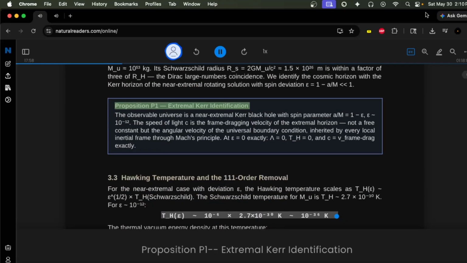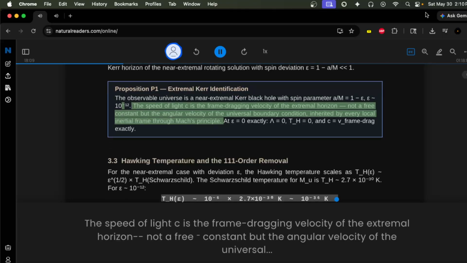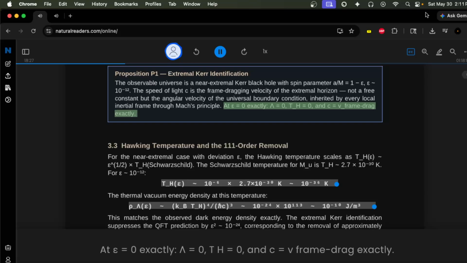Proposition P1, extremal Kerr identification. The observable universe is a near-extremal Kerr black hole with spin parameter a over M equals 1 minus epsilon, epsilon approximately 10 to the power of minus 2. The speed of light c is the frame dragging velocity of the extremal horizon, not a free constant but the angular velocity of the universal boundary condition, inherited by every local inertial frame through Mach's principle. At epsilon equals 0 exactly, lambda equals 0, T_H equals 0, and c equals v frame drag exactly.